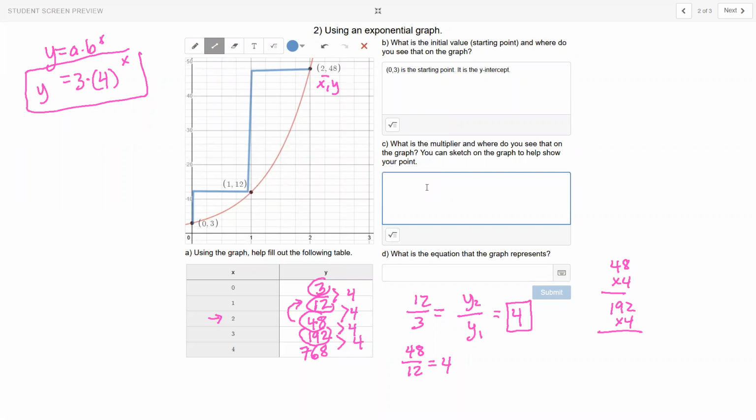What is the multiplier and where do you see that? How does that appear on the graph? I'll let you guys answer that. So the multiplier is 4 and we see that by... You fill in the blank.